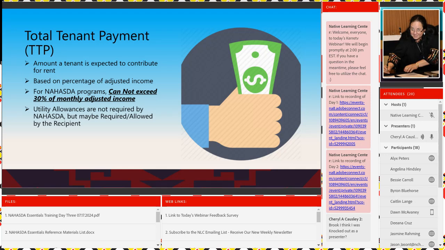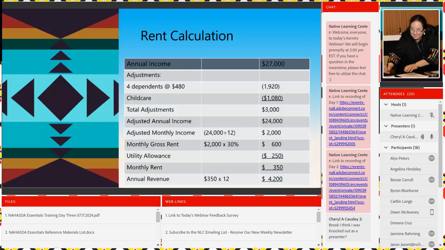Utility allowances are not required by NAHASDA. They used to be under the 1937 Housing Act. Under NAHASDA, that's your decision. So they can be required or allowed by you as the recipient, but you should also do a careful analysis of what that will cost you when you build a project if you offer those, okay? So we're going to show you a scenario on how to do that.